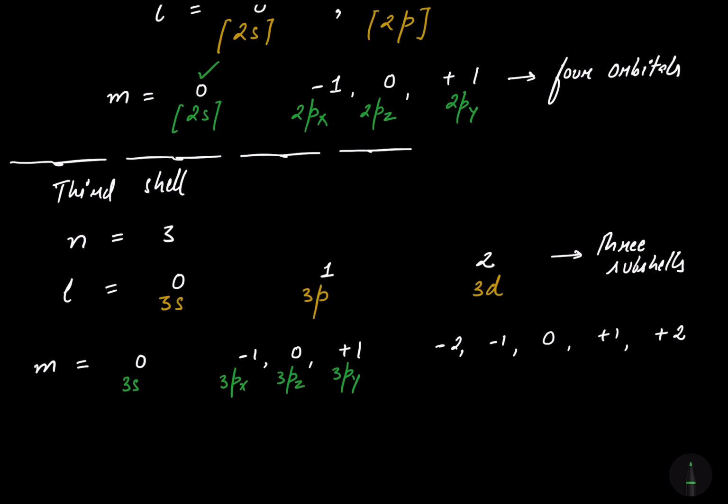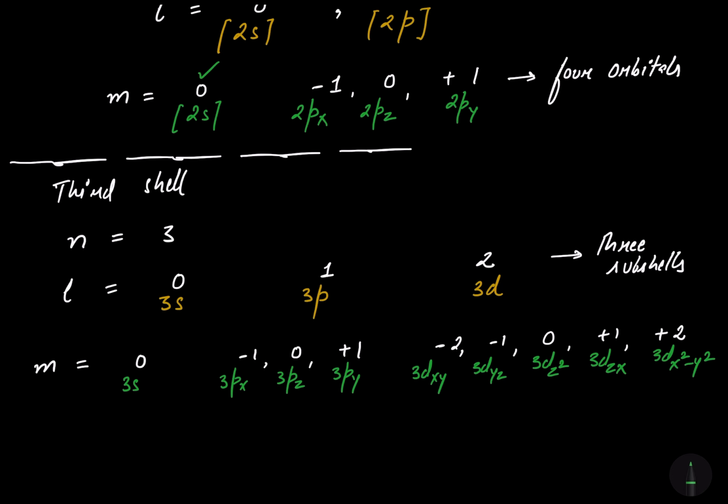Now let's talk about the d orbitals. The orbitals for the 3d subshell come out to be: -2 stands for 3dxy. The -1 stands for 3dyz. The 0 stands for 3dz square. +1 stands for 3dzx and +2 stands for 3dx square minus y square. So these are the specifications for the orbitals.